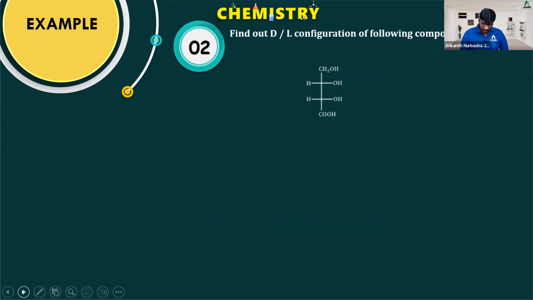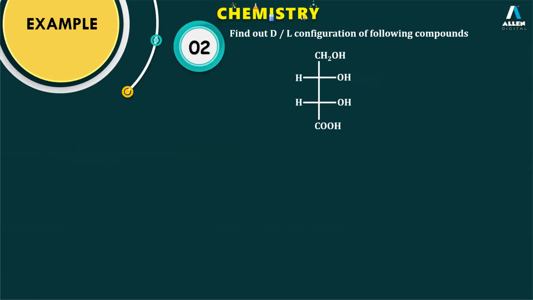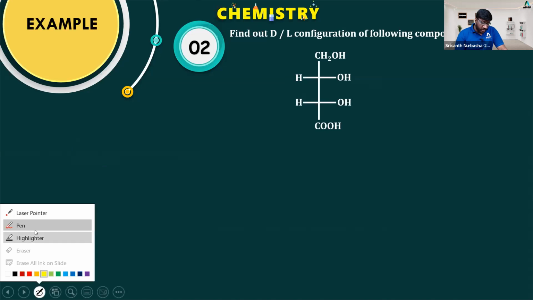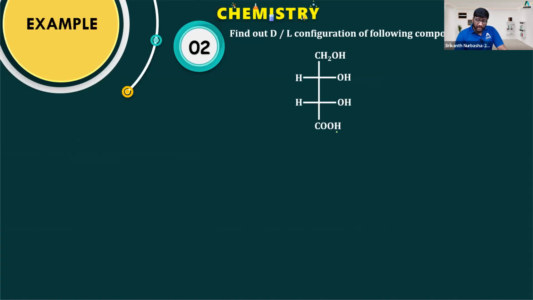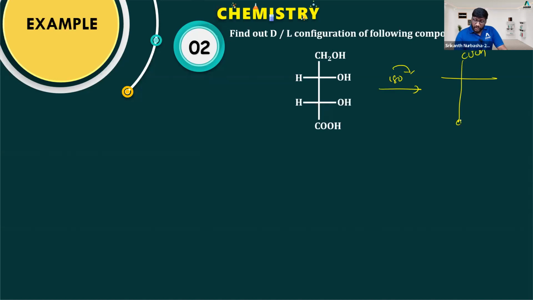Find out the D/L configuration for this particular molecule. L. Why? Because the most oxidized group should be on the top. So I have to bring CHO to the top, which means a 180 degree rotation. If I rotate by 180 degrees, CHO goes to the top, CH2OH will be at the bottom, and OH, OH, H, H. So OH is on the left hand side, so it is going to be L. You don't get confused by looking at the molecule. In this molecule, OH is on the right side, so it should be D.